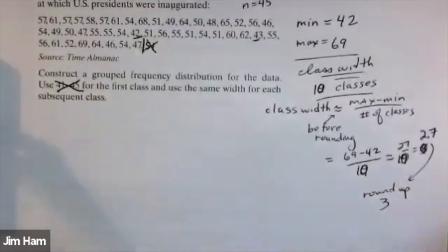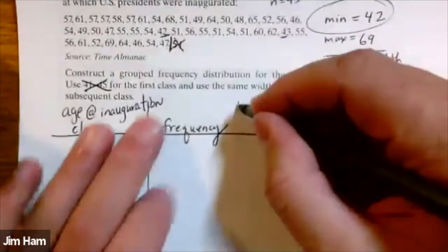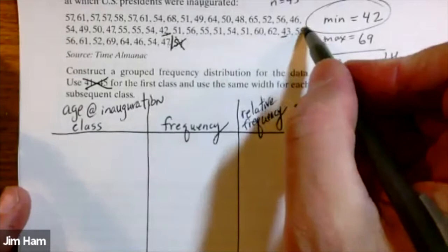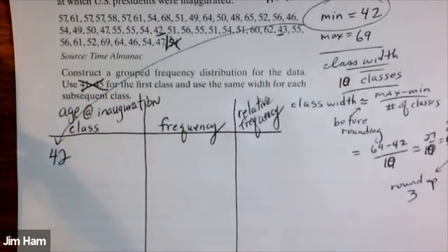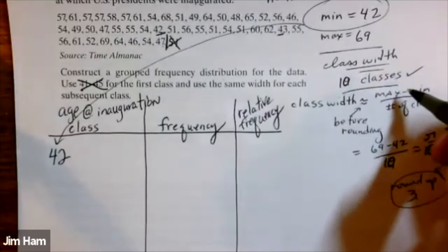So we're going to start at the min, which is 42. Age at inauguration, and then we're going to have the frequency, and maybe we'll go ahead and calculate the relative frequency as well. All right, we're going to start with the min. There's no need to start at zero because none of the presidents were 0 to 41 years old, so we might as well just start at the minimum. And now we have the class width is 3, and we're going to continue to add 3 going down our classes until we get 10 classes.